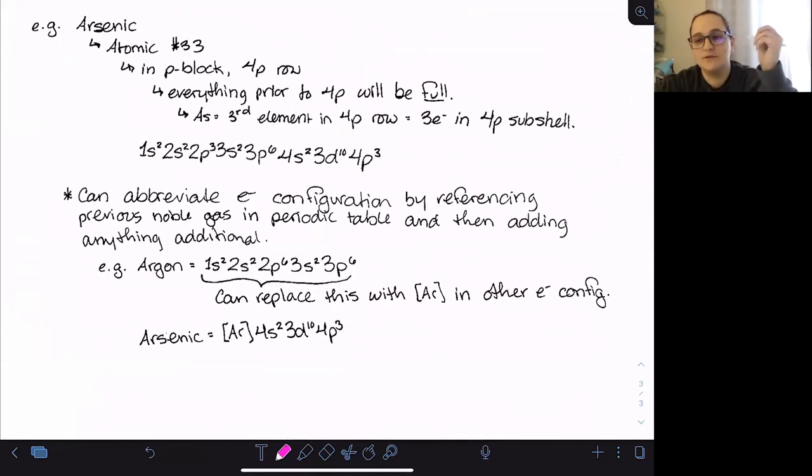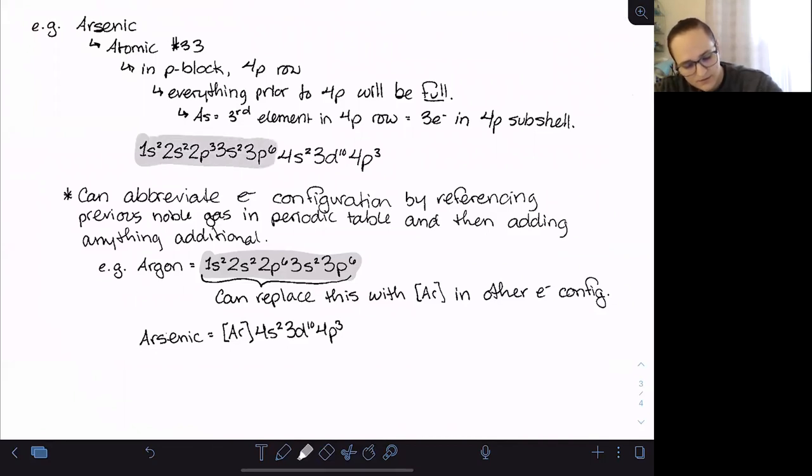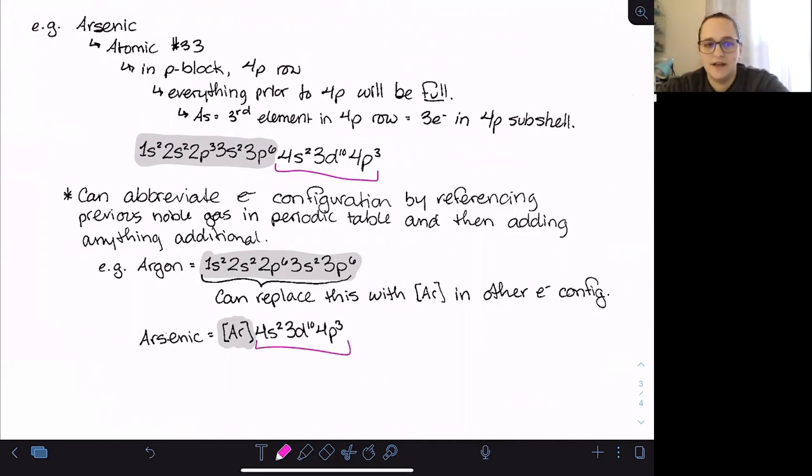So when we go backwards from arsenic, we get argon is the previous noble gas. The configuration for argon is 1s2, 2s2, 2p6, 3s2, 3p6, which corresponds to this whole chunk. In the configuration of arsenic, those two things are the same. So all we're doing is replacing that with the symbol for argon in brackets, and then listing everything that comes after, saying that arsenic is like argon plus this extra stuff.